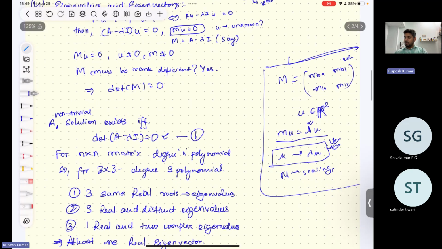For example, I was saying, right, Au equals lambda u. So let's say there are three solutions. You can find three vectors u1, u2, and u3. So you'll always find lambda 1, lambda 2, lambda 3, three distinct eigenvalues, with an eigenvector associated with each of them, right?